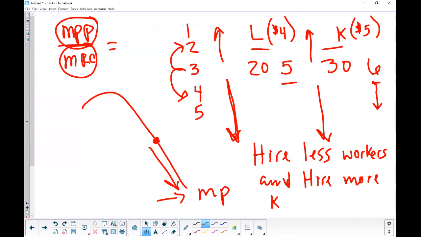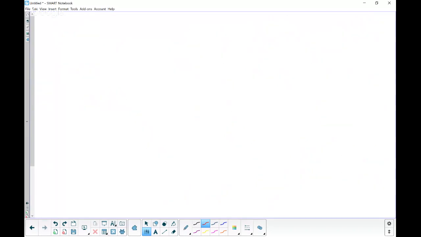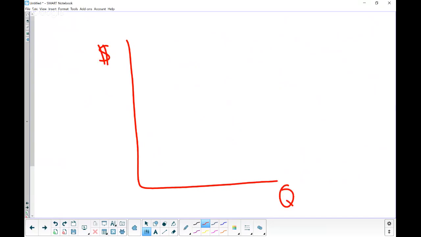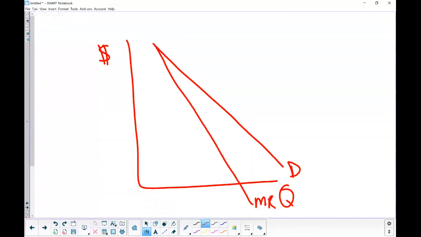All right, let's finish with monopolistic competition. Let's take a look at that graph. Okay, so the nice thing is this is a price maker graph. Price, quantity. Demand curve is downward sloping to the right. Our marginal revenue curve is downward sloping to the right. Our marginal cost curve is here.